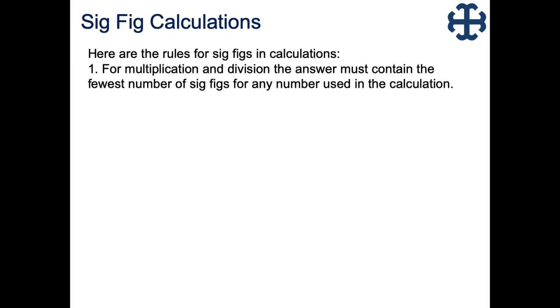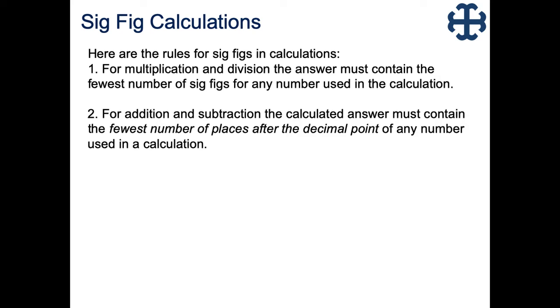For calculations, we're not going to be doing any calculations this week, but we'll be getting into them before too long. So I'm going to go through the rules here as a preview, and then we'll cover them more thoroughly later. So for multiplication and division, when you're doing math with these numbers, your answer should contain the fewest number of sig figs for any number used in that calculation.